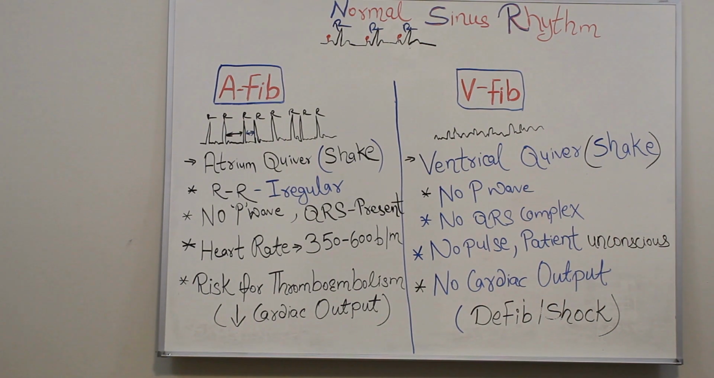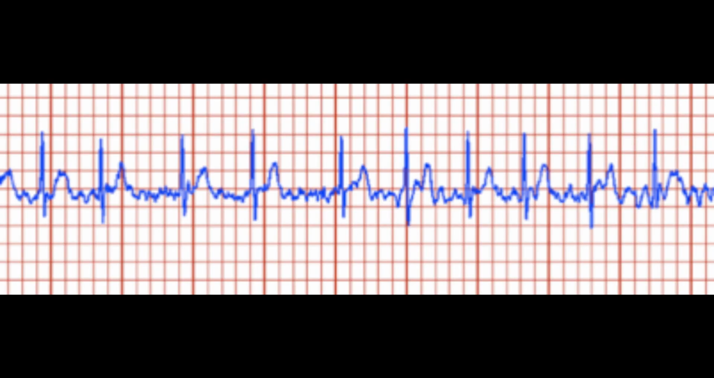When we see the rhythm of atrial fibrillation, we can see that there is a QRS complex and F waves, but there is no P wave before each QRS complex. So there is a QRS complex and there is an R to R interval. But the R to R interval is not regular. They are irregular intervals, which means the distance between first R to second R and second R to third R may not be the same.